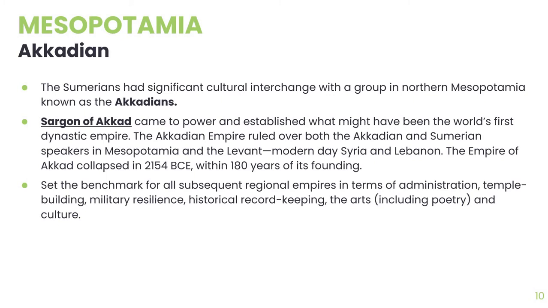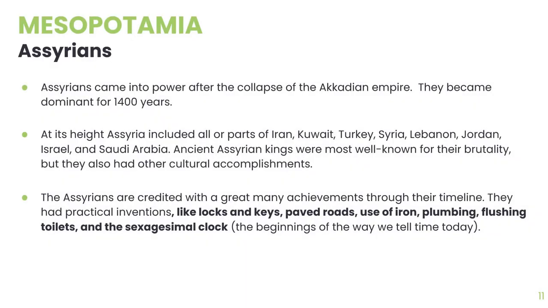After the Akkadians came the rise of the Assyrians. Okay, they came into power after the collapse of the Akkadian Empire, and they were dominant for 1400 years. So, ang Assyrians, at the height of its might and power, it included all or parts of Iran, Kuwait, Turkey, Syria, Lebanon, Jordan, Israel, and Saudi Arabia. So you can imagine how big the area covered by the Assyrian Empire was.